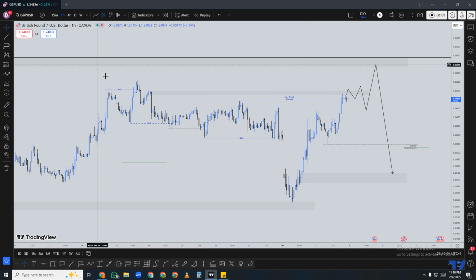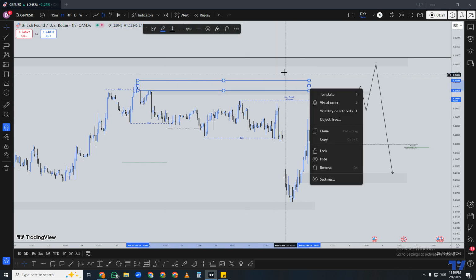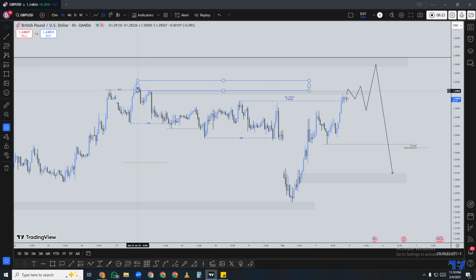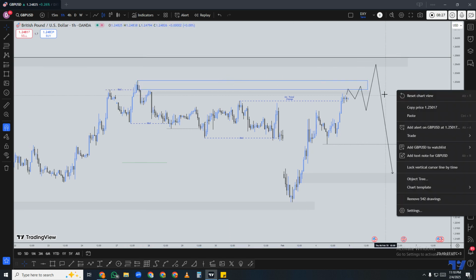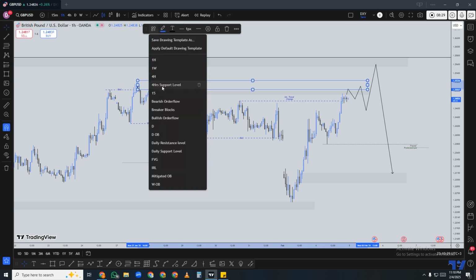Also, it's important to note that we have this zone right there, and price may react from that zone also. It's good to pay attention to that.